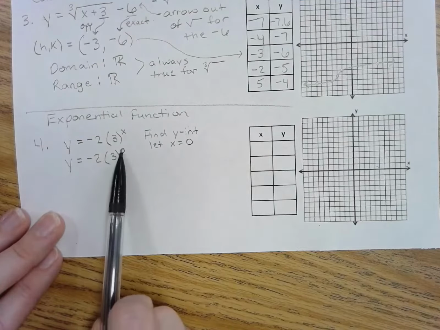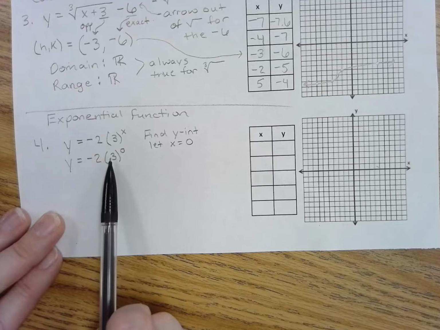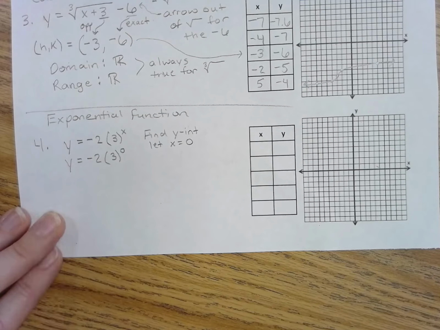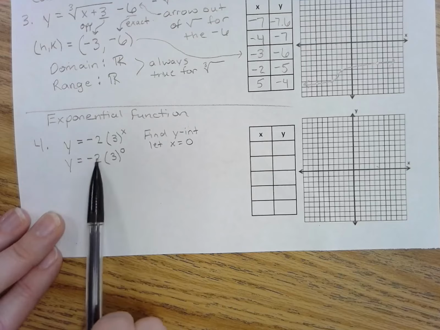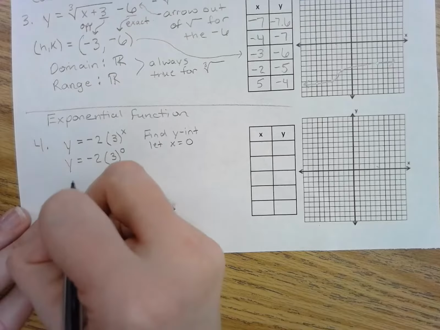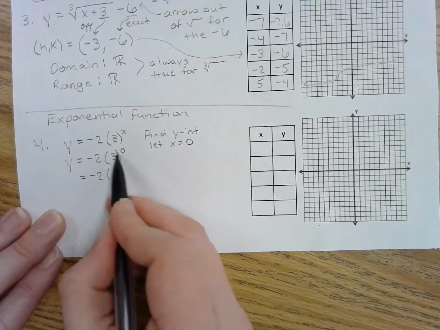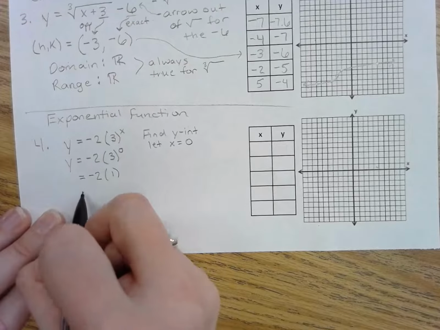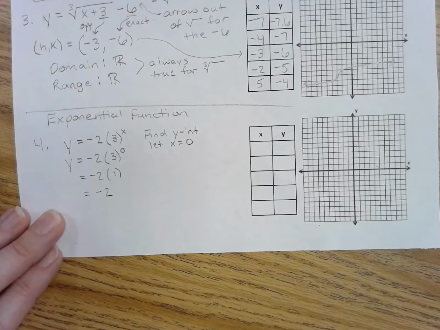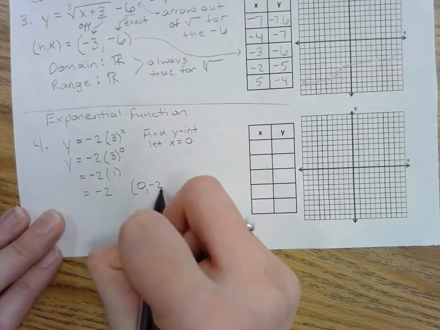Recall from exponent properties that you've previously learned that 3 to the 0 is 1. We would do exponents first before multiplying. Order of operations says exponents before multiplication, so be careful not to multiply and then do your exponents. So we get -2 times 1, because anything to the 0 power is 1, and then -2 times 1 is -2. So our starting point will be at x as 0 and y as -2.